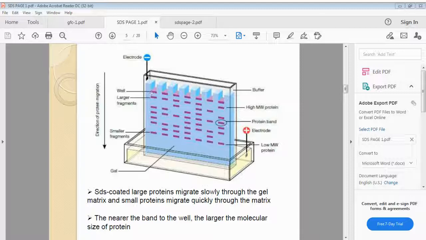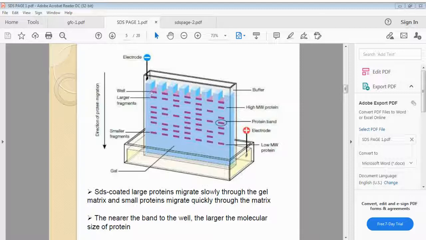Protein is a macromolecule, a larger compound, so it has to be separated through the gel. It has to undergo some kind of activation or some kind of change. This beta mercaptoethanol will bind with the protein and denature the protein. It will unwind the protein. It will not lose its biological activity, but it will unwind the protein.